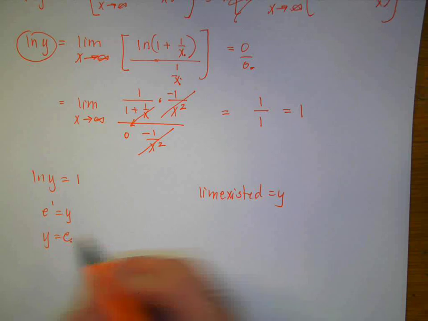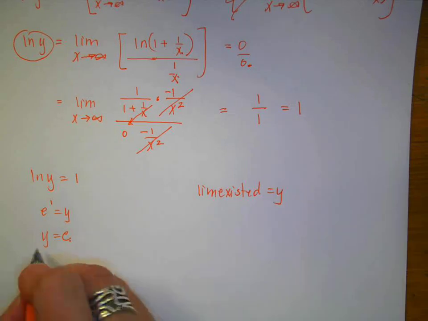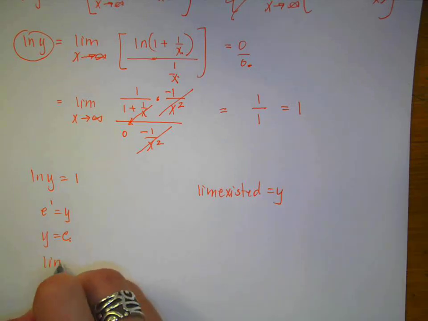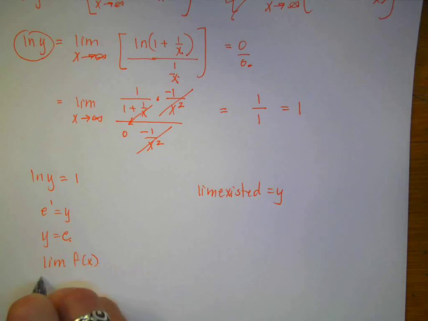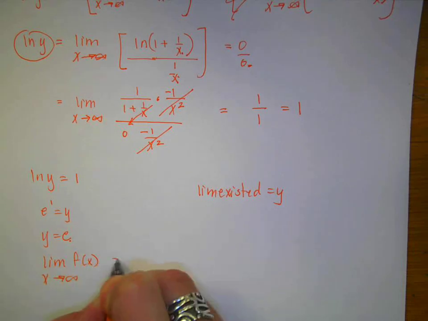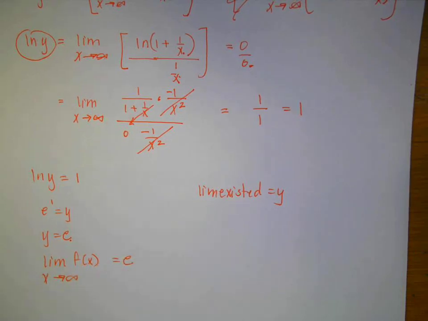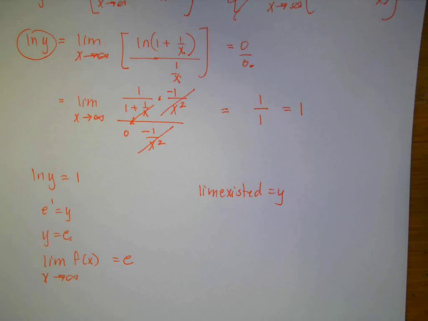Then as I write my conclusion statement, and this is the limit, not y, I would write that the limit of f of x as x approaches infinity is e. That's the reason I wanted to do this particular example, because it is a little bit entertaining.